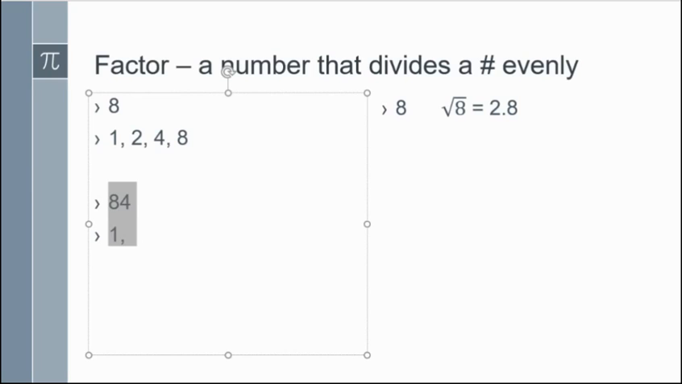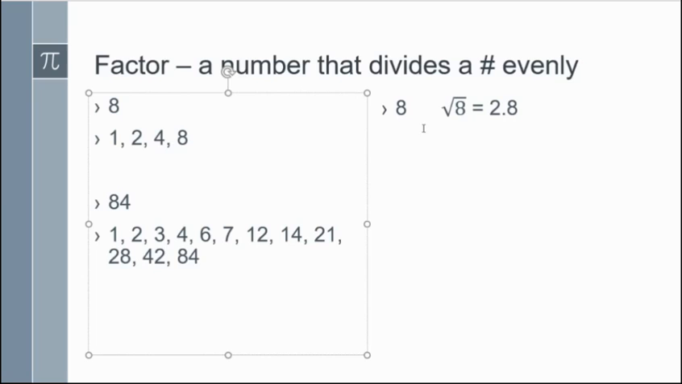Now, let's take a bigger number like 84. Some people can just look at it and go, oh, 1 goes into it, 2, 3, 4, 6, 7. They can do this in their head quite easily. For most of us, it's not possible. So a nice trick that we can learn to help us is we're just going to use our calculator and check the first few numbers from 1 to 5 or 1 to 10.